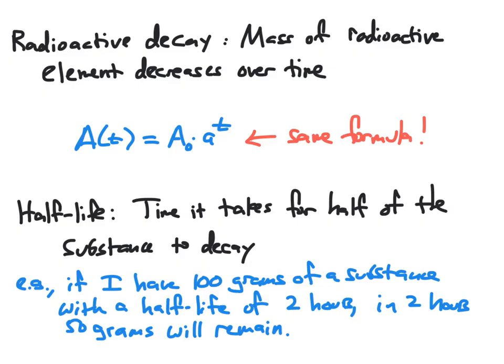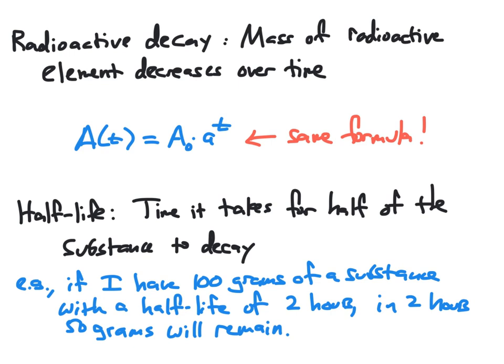In this video, we're going to look at modeling exponential decay, such as what might happen with radioactive decay or medicinal dosage. One of the most classical examples of exponential decay is that of radioactive decay, in which a mass of a radioactive element decreases over time. The formula for this is exactly the same as for exponential growth.